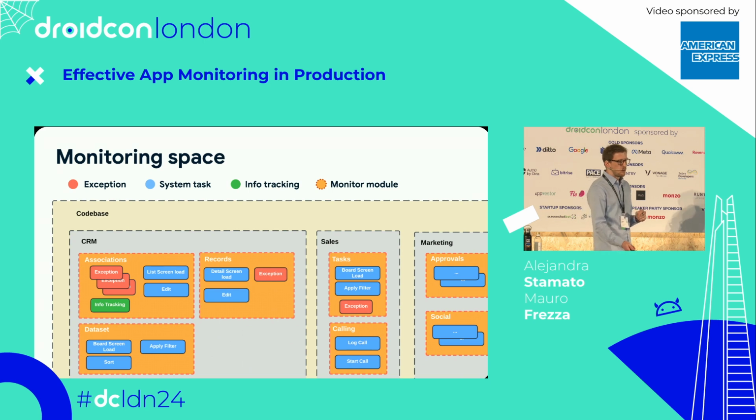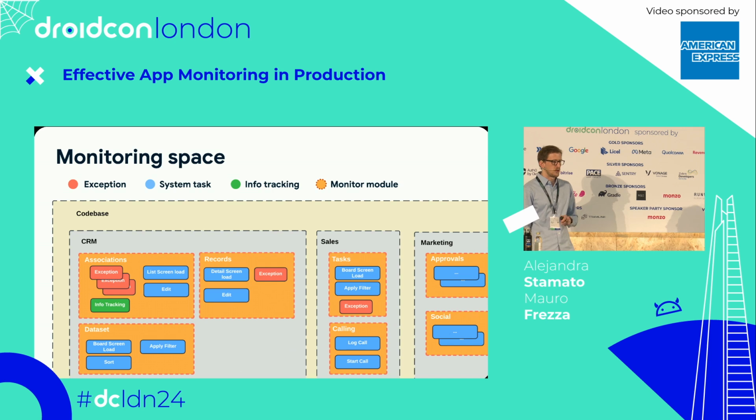And this is what you can imagine our monitoring space to be. We have different teams. We have CRM, sales, and marketing. But inside each team, there are different functionalities, and we group them differently. So we have association, for example, records and data set in CRM. So we are able to pinpoint exactly what metrics belong to what functionality, and it becomes much easier to organize the whole space.